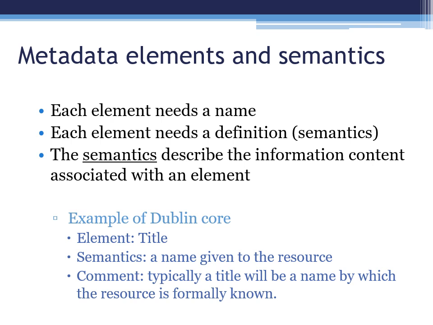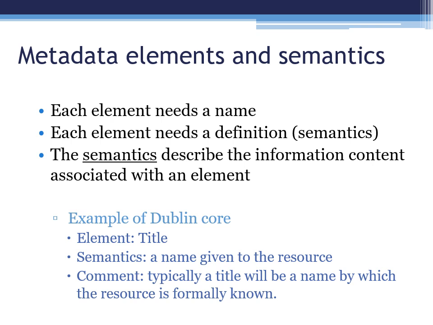As we talk about metadata, it is composed of elements, right? So each element needs a name, and each element also needs a definition. We call it the semantics. The semantics describe the information content associated with an element. So from the example of Dublin Core, there is an element called title. The semantic definition of a title is a name given to the resource.